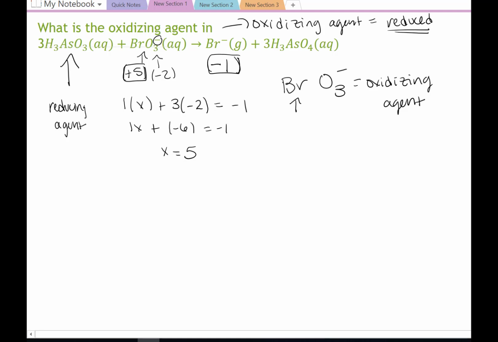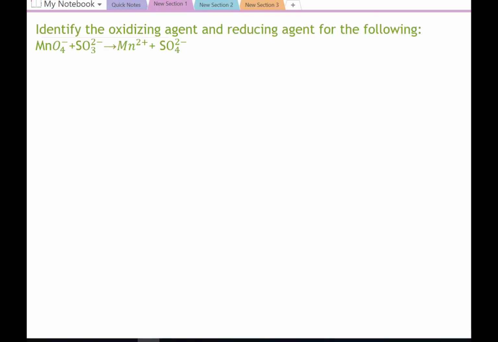So now let's look at another example. Now we're going to identify the oxidizing agent and the reducing agent for the following. So we have this reaction, and so what we're going to have to do is find the oxidation state for each one. So this one's easy, as it's just equal to its charge of +2.